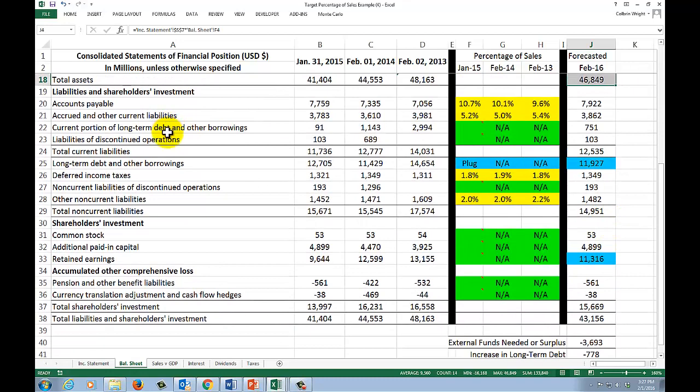We said that the current portion of long-term debt, we would not use percentage of sales. I already told you how I got that one. We got that from the footnote for long-term debt. Liabilities of discontinued operations, I just left constant. I hesitate to say this, but it's such a small number, I'm going to consider it immaterial, so I would either keep it constant or make it 0. Long-term debt is going to be our plug variable.